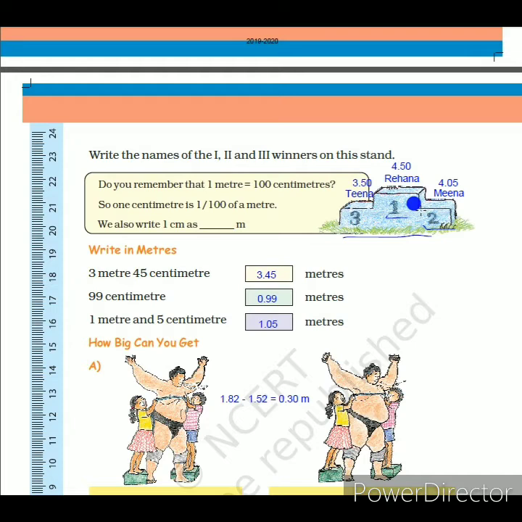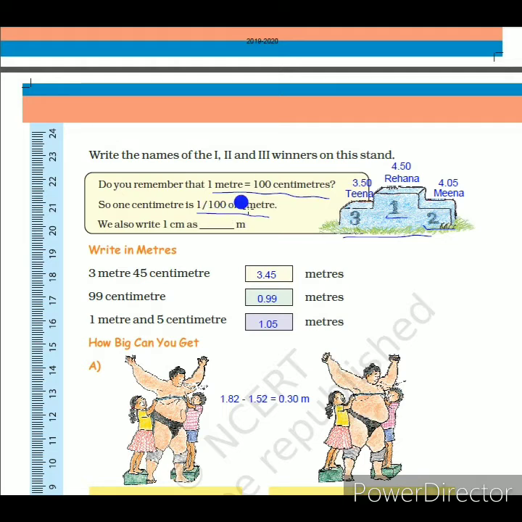Now see what is given here. What is the question? Do you remember that 1 meter equals 100 centimeters? Yes, we know that 1 meter is 100 centimeter. So 1 centimeter is 1 by 100 of a meter. Yes, 100 of 1 centimeter together form 1 meter. So we can write 1 centimeter is 1 by 100 of a meter.